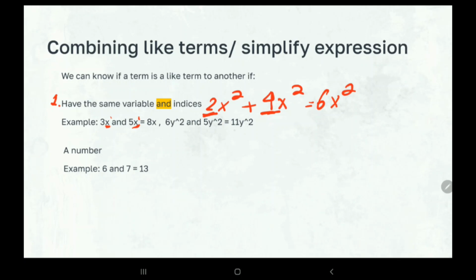So this is the first one, and the second one is just a number. If we have two numbers, for example 6 and 7, we can add them, so it will be 13. So for the first one, if we have variable and indices, they have to be the same, and the second one is about numbers. If we have any numbers, we can just combine them.